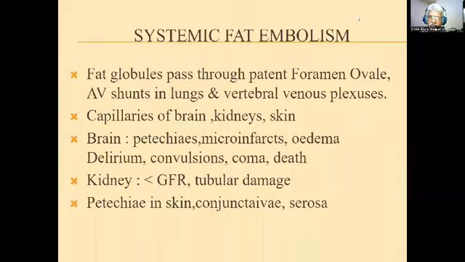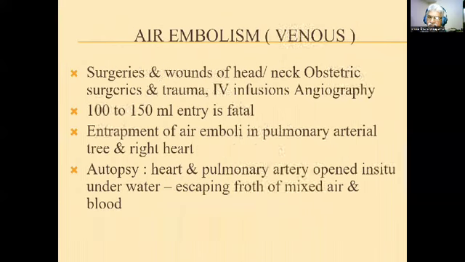Systemic fat embolism. Fat globules pass through the patent foramen ovale, arteriovenous shunts in the lungs, and the vertebral venous plexus, and go to capillaries of the brain, kidneys, and skin. In the brain, small hemorrhages, microinfarcts, and edema lead to delirium, convulsions, coma, and even death. When it goes to the kidney, it decreases the glomerular filtration rate, causing tubular damage. Petechiae in skin, conjunctiva, and serosa are also seen.